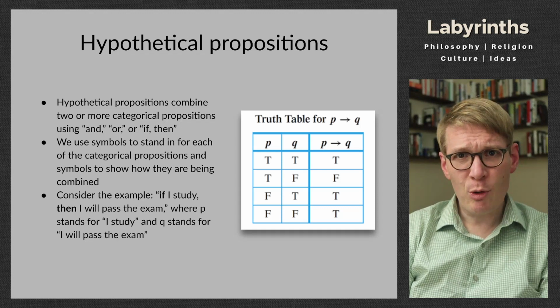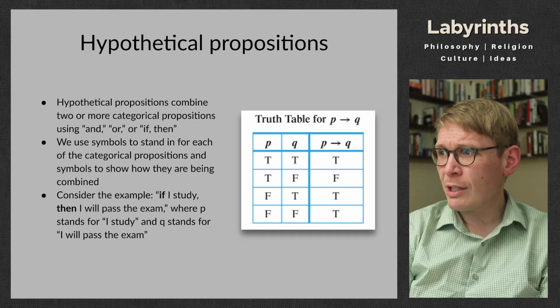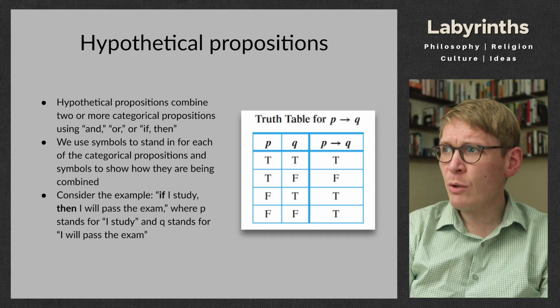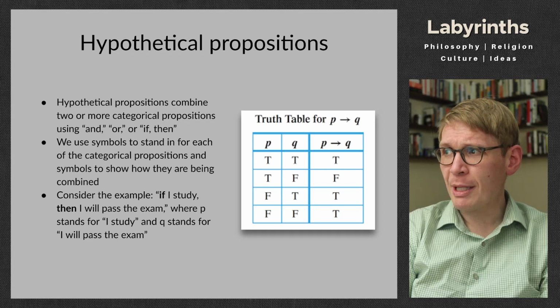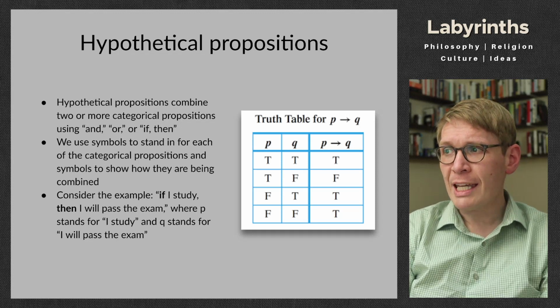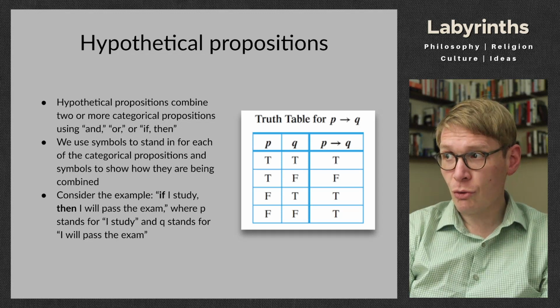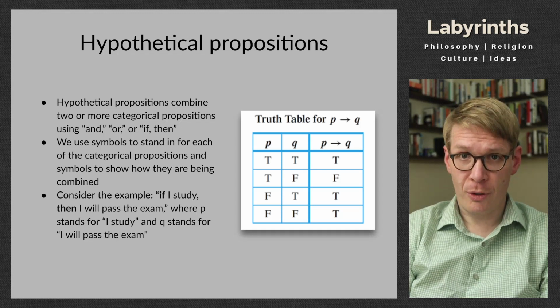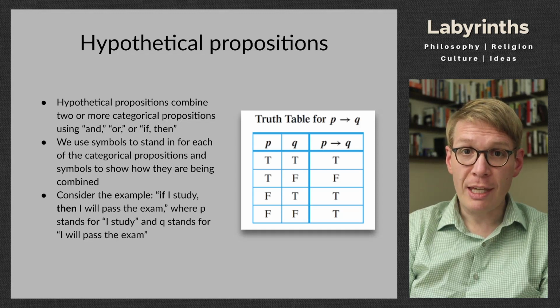So when I was stammering a bit a moment ago, we can see that the only case in which the conditional statement, if P then Q, as in our example here, is false is when the antecedent is true and the consequent is false. When P is true and Q is false. In all other cases, it's taken to be true.